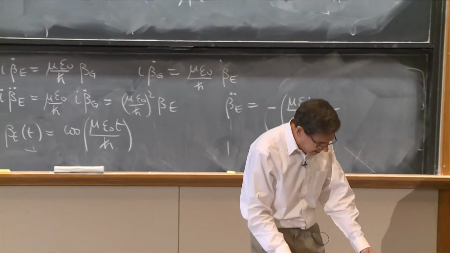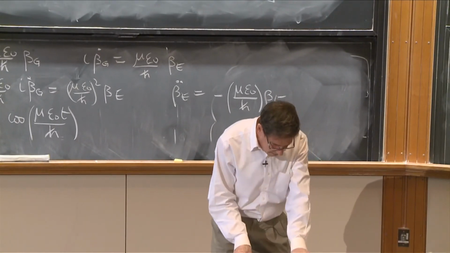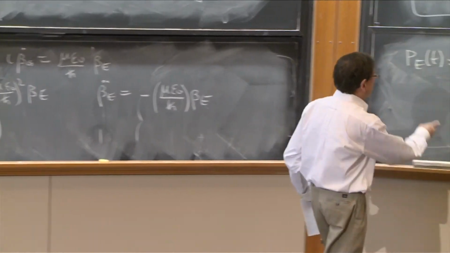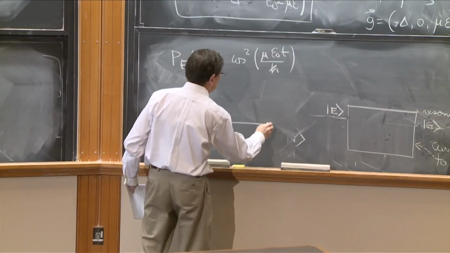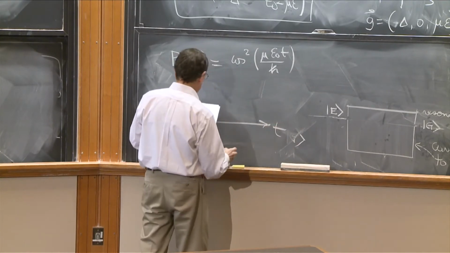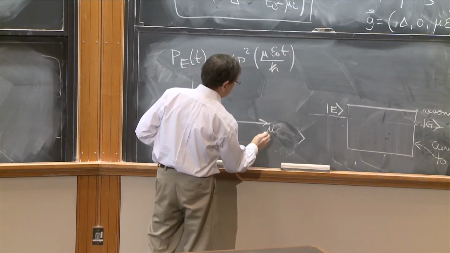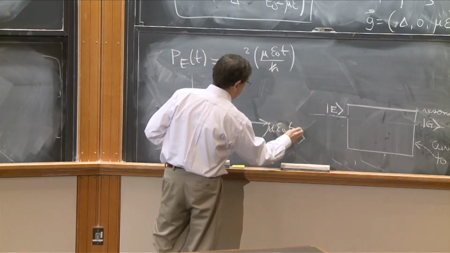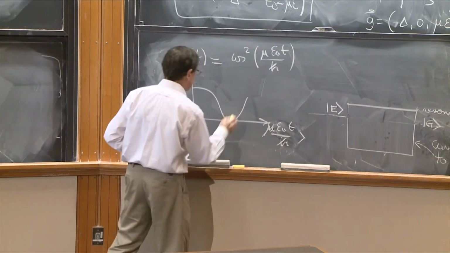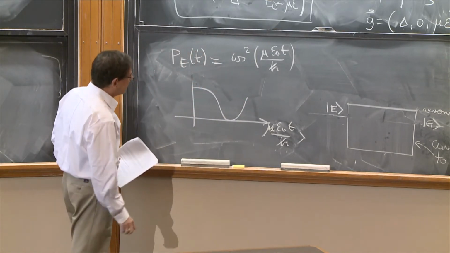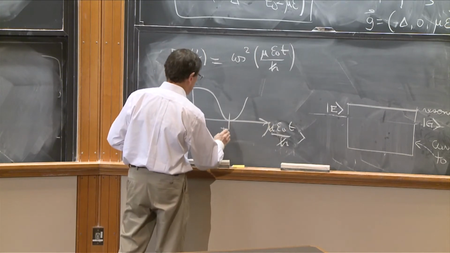We have this thing, and we now have an understanding of how this goes. As time goes by, in fact, as mu E naught t over h bar goes by, this starts as a cosine squared, and it then goes like this. And this is the place when this is equal to pi over 2.